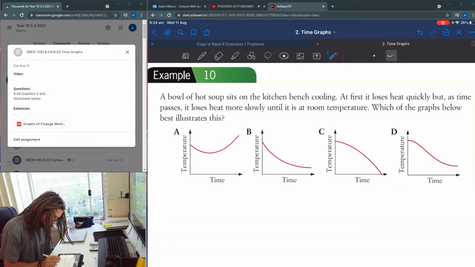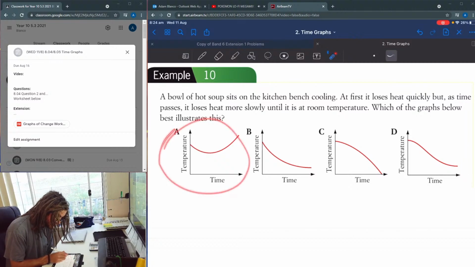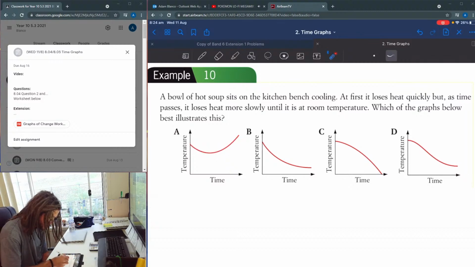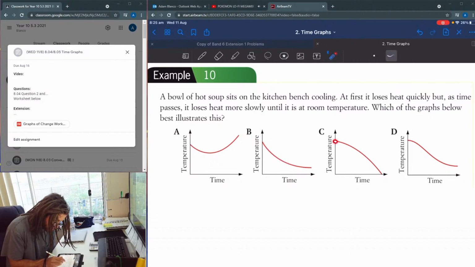Okay, so I guess we just need to think about which graph it's going to be. Now, this first one suggests that the temperature goes down and then it's just sitting there and all of a sudden it gets hotter. That doesn't really make any sense. This one suggests that it cools really fast and then it slows down. That seems realistic. This one suggests that it cools down slowly, then cools down really fast, and then becomes freezing. This one suggests that it cools down slowly, then fast, and then it plateaus.